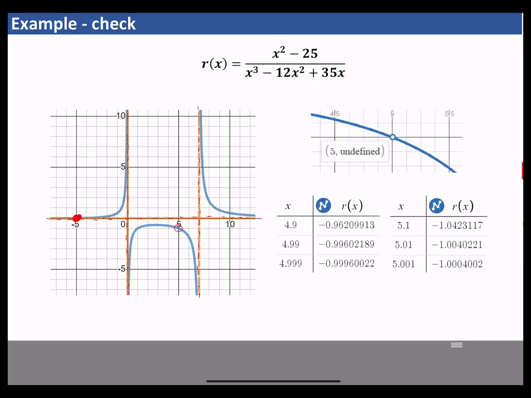But if we zoom in near x equals 5, as we do in this graph on the right, and then trace our mouse on the function until x equals 5, then the hole does appear for us. And we can see in the table that as we let x approach 5 from the left, the output values appear to be getting closer to -1. And as x approaches 5 from the right, the output values are also approaching -1. So this confirms what we did analytically, that the hole for r of x is at 5, -1.